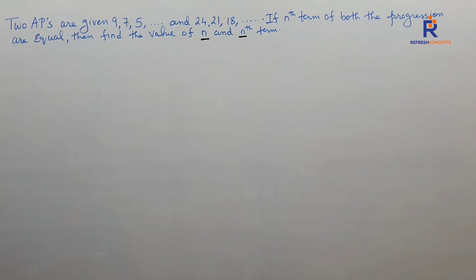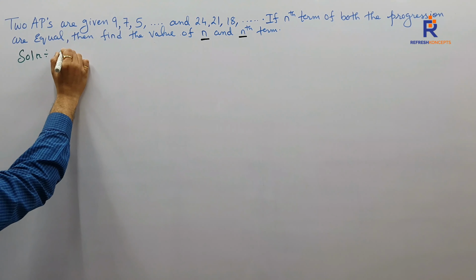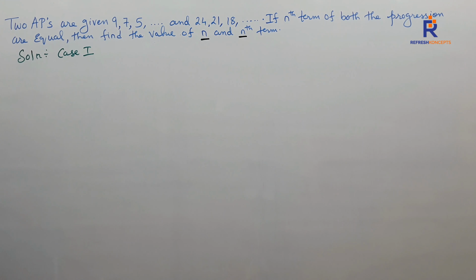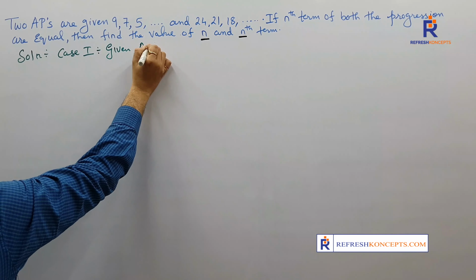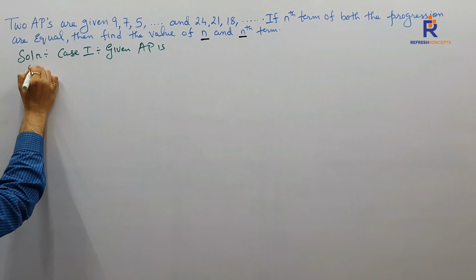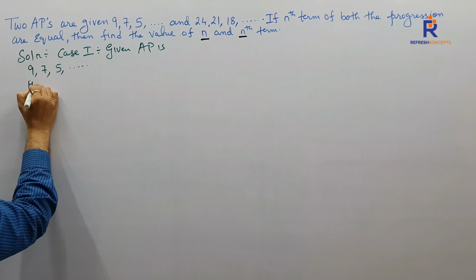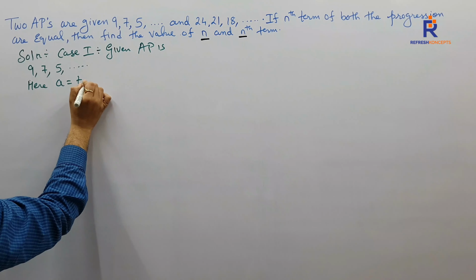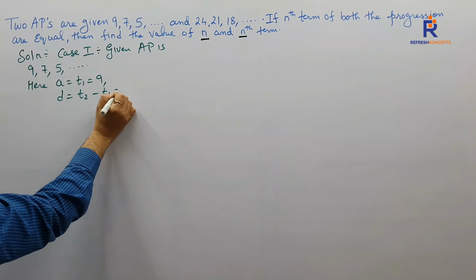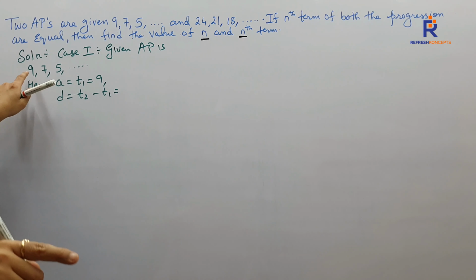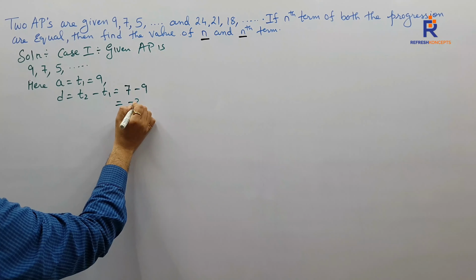So let's start our solution. Case 1, the first AP. Given AP is 9, 7, 5, ... Here, A is equal to T1, which is 9. What is D? D equals T2 minus T1. You can see the sequence is going on the lower side, so D has to be negative, and D is indeed negative. 7 minus 9 is minus 2, so D is minus 2.